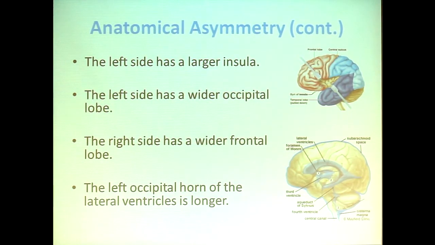The left side also has a wider occipital lobe, whereas the right side has a wider frontal lobe. Again, it's interesting to know this. We don't always know why it is the case. We will probably, hopefully, discover in time. And the left occipital horn of the lateral ventricles is longer. This is generally speaking. Of course, there would be individual variation.